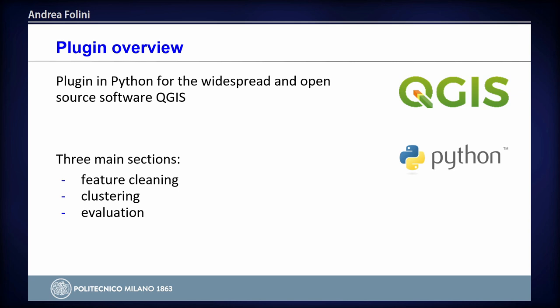The plugin is composed of mainly three sections. The first one for feature cleaning, the second for clustering, and the last one for the evaluation. All of the sections are developed independently so that a user can decide which functionalities to use at any time and is not bound to a specific process that they have to follow. And to avoid any confusion in the following sections, when I refer to features, I mean columns or attributes in the data table and not rows, as they are called in QGIS.